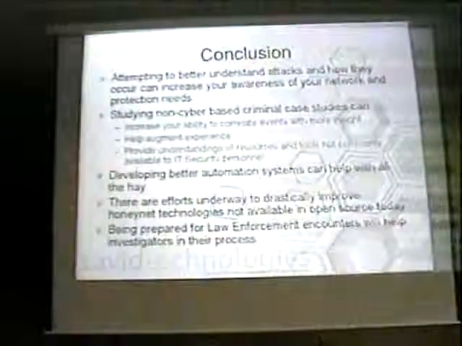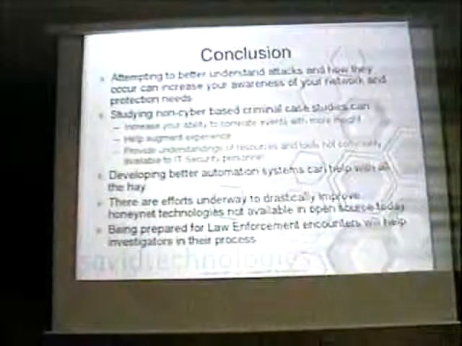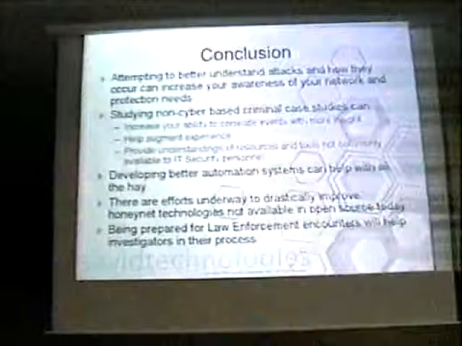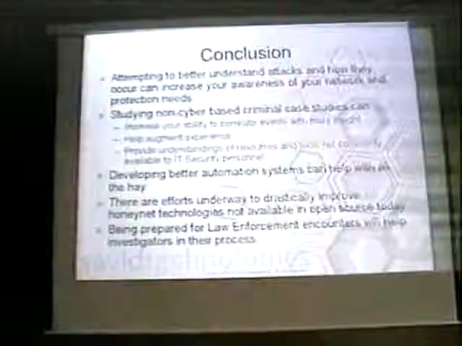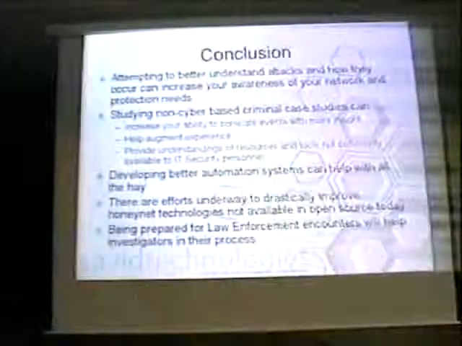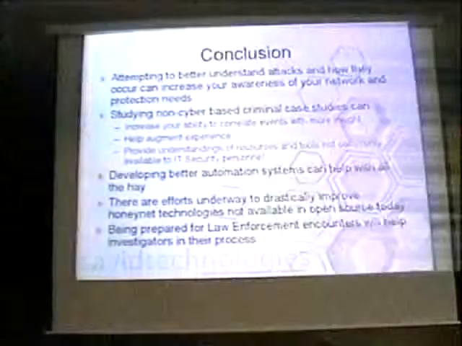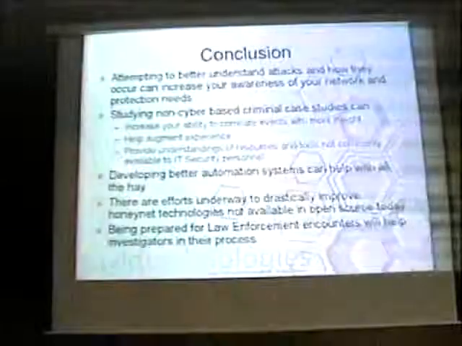In conclusion, attempting to better understand attacks and how they occur increases your network awareness of what's going on, what your network needs. Studying non-cyber-based case studies: we don't have to focus only on the cyber, right? There are other sciences out there that can really benefit what you do as a defender.